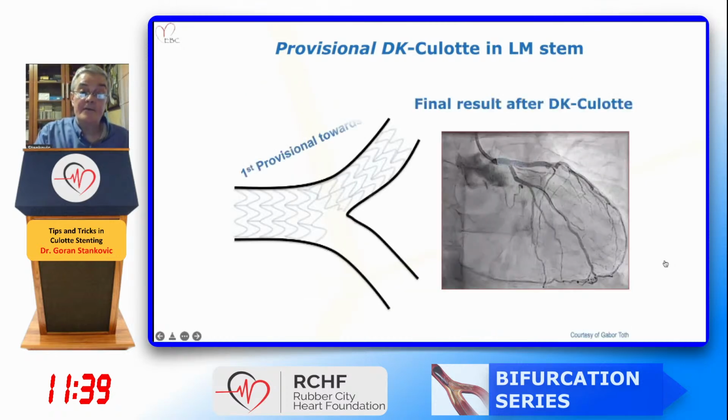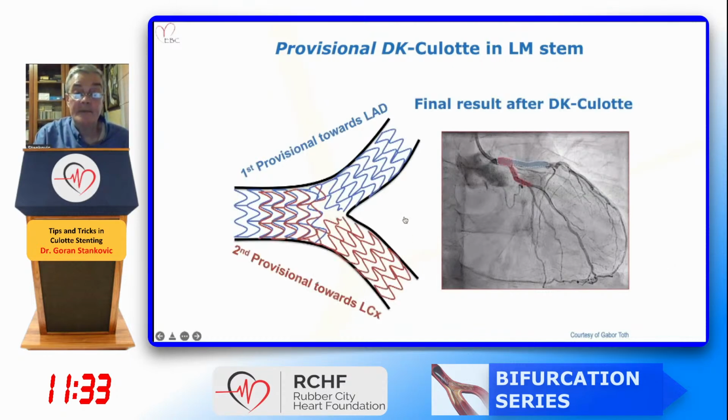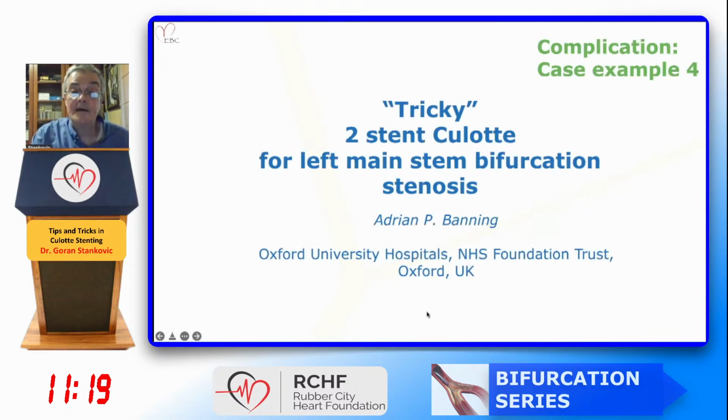So what I said, you actually do first provisional towards the LAD, and then you repeat exactly the same steps. You do second provisional with minimal overlap inside the left main towards the circ. So double kissing culotte is actually going provisional in one direction and then going provisional in the other direction.